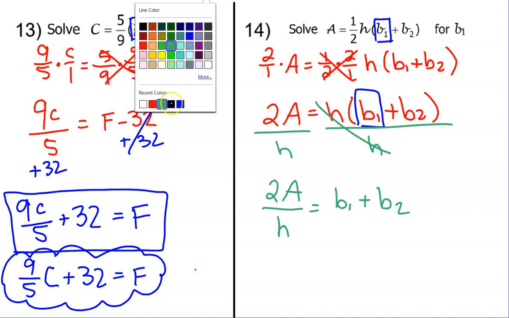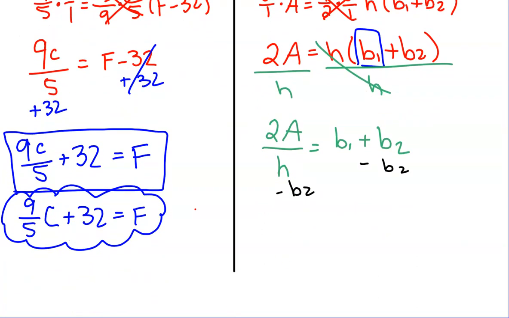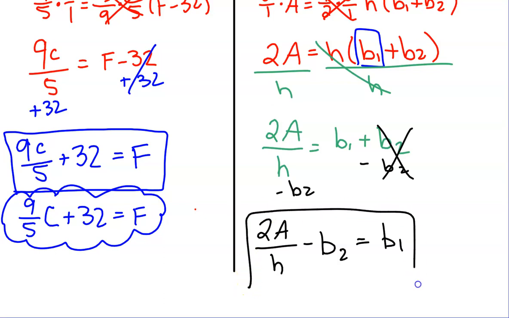In our final step, B1 is being added by B2, so I'm going to subtract B2 from the other side. So we are left with my fraction of 2A divided by H minus B2 is equal to B1. All right, that's about as complicated as these will get. It's good to see it. Remember, PEMDAS backwards is going to be your biggest help for these literal equations.